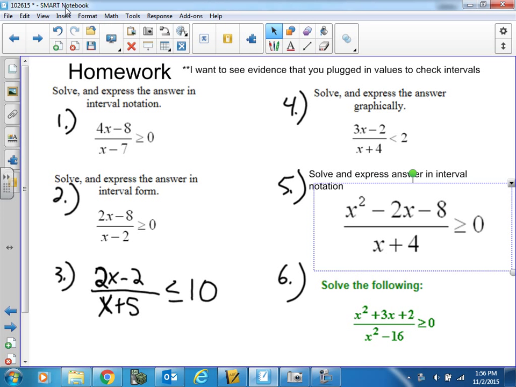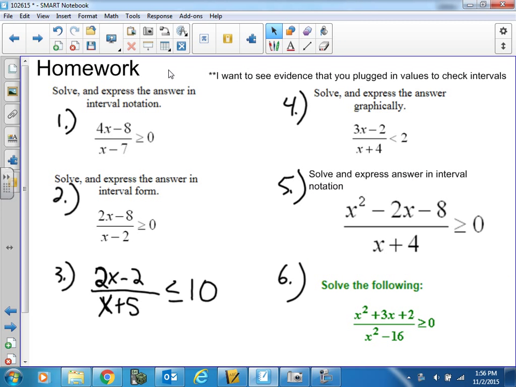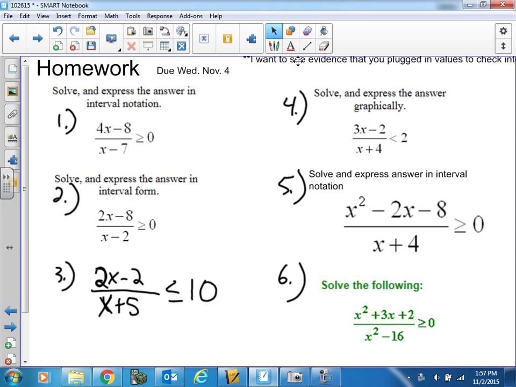Okay, here's the homework for today. It's not going to be due until Wednesday. So let me write that down here. Due Wednesday, November 4th. Alright, so it's not going to be due till Wednesday, November 4th.